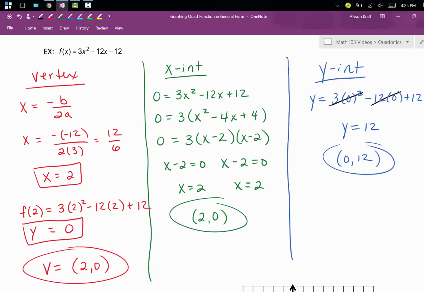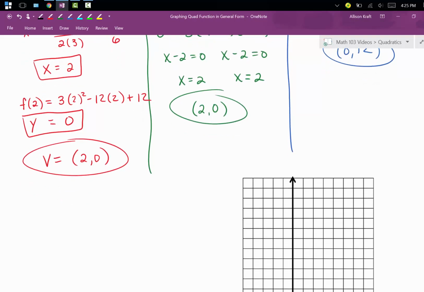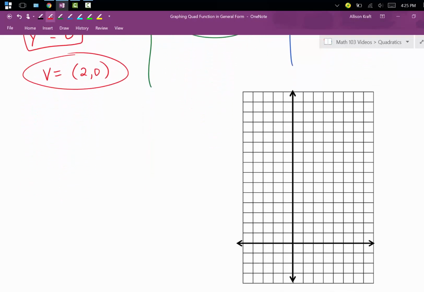Let's plot these points, and then we'll use the axis of symmetry to get a symmetry point, and we can draw in our parabola. Notice that our vertex is also our x-intercept, and then plotting our y-intercept, we only have 2 points. This is a case where we have to get an additional point in order to draw in our parabola. You always need at least the vertex and 1 point on either side of the vertex.